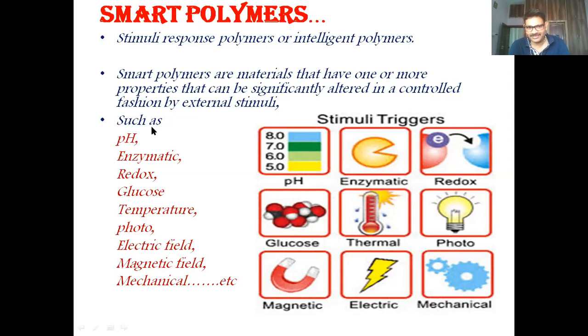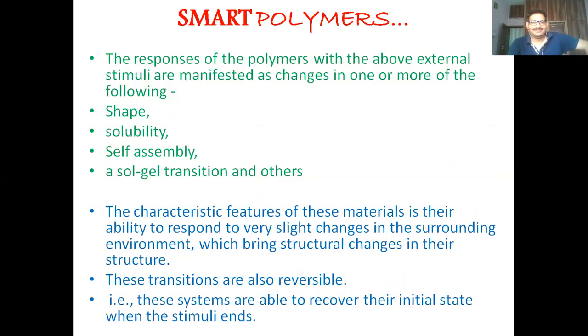What are the external stimuli? Such as pH, enzymes, the redox process, glucose, temperature, light, electric or magnetic fields, or mechanical motion, mechanical stress, etc. So if these external stimuli are applied on the smart materials, then one or two properties of these materials slowly change, but in a controlled fashion. Those materials we can call smart materials or smart polymers.